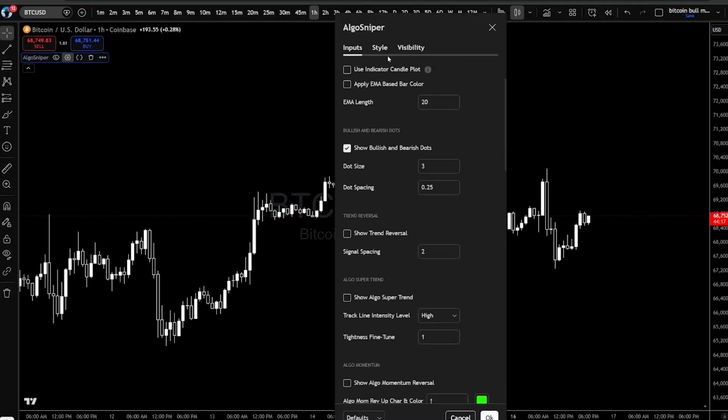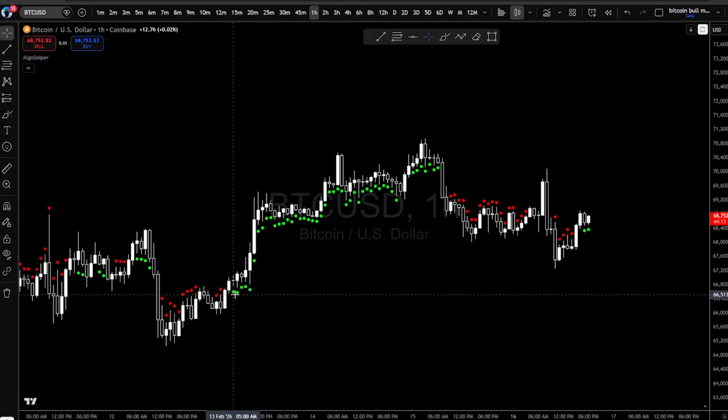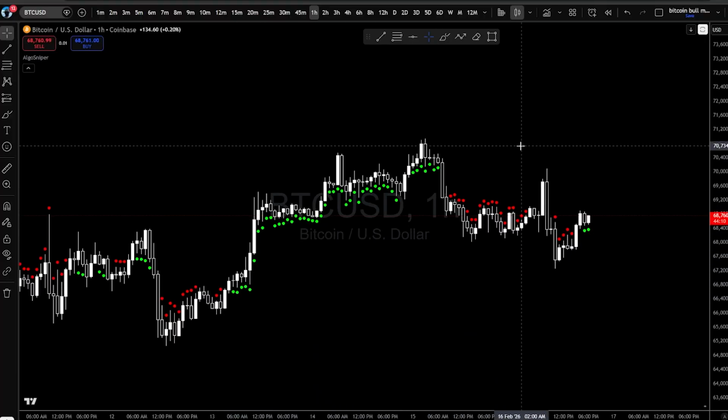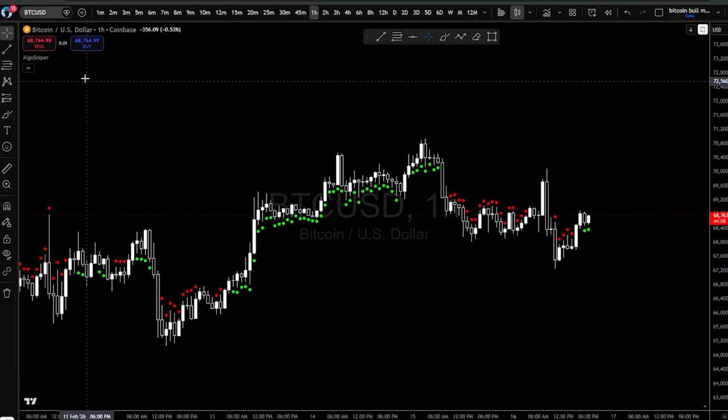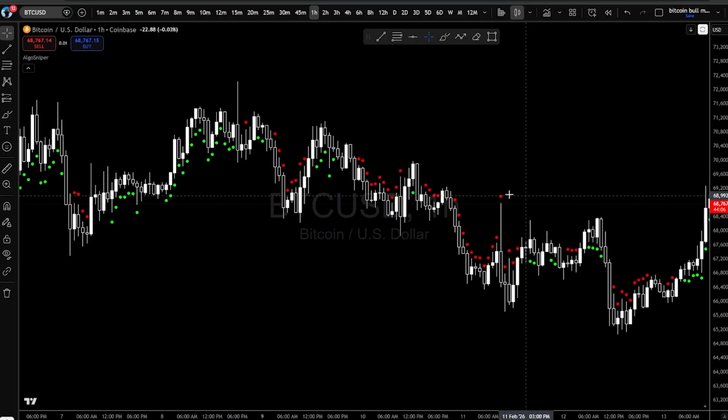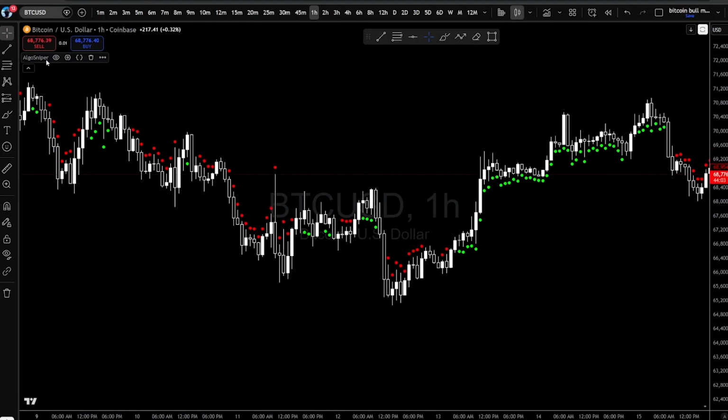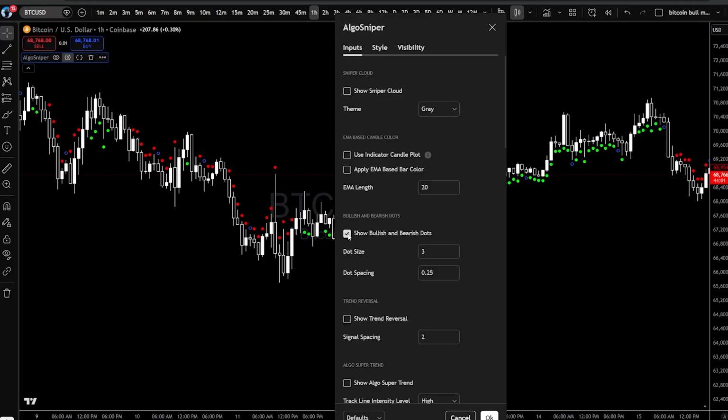You have the bullish and bearish dots that are also based off the 20 EMA. When you have green dots, and you can adjust how many dots you want, this is a good time to only take long positions. When the dots start flipping red, that's when you want to be looking for short positions, or selling.